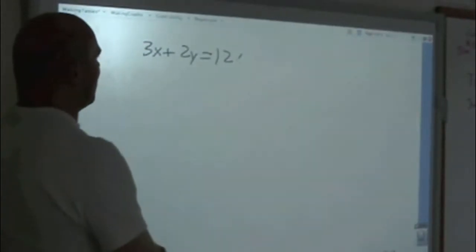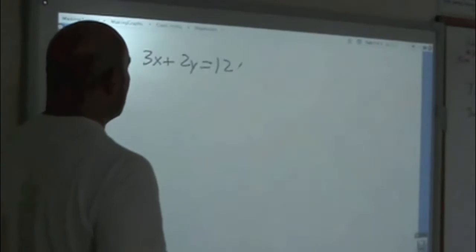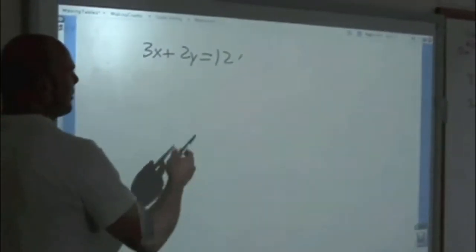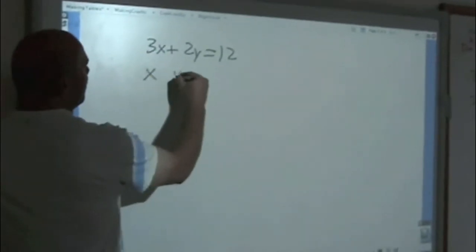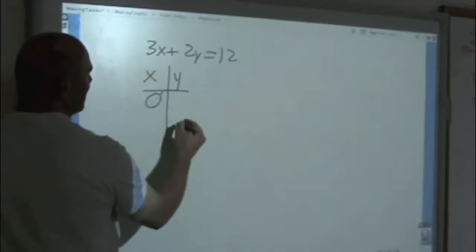There's another trick you can do here, and that is to isolate one of the variables. You should have studied at some point how to solve literal equations. What that means is to solve for one of the variables. So I have two methods for going about doing this. The first method is just to pick what I want. I like x is 0 and y is 0.